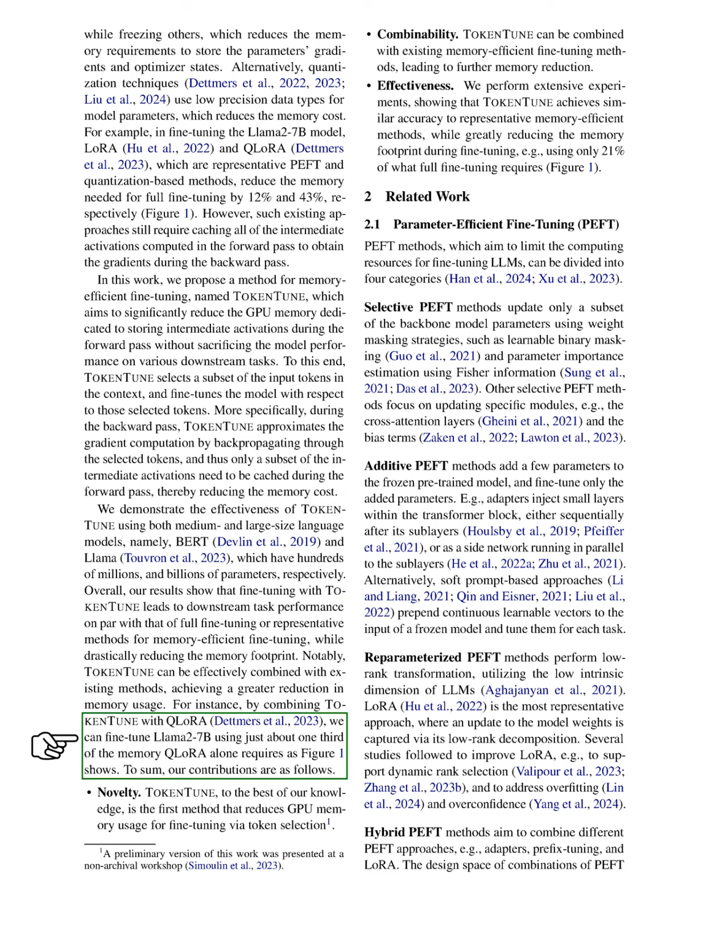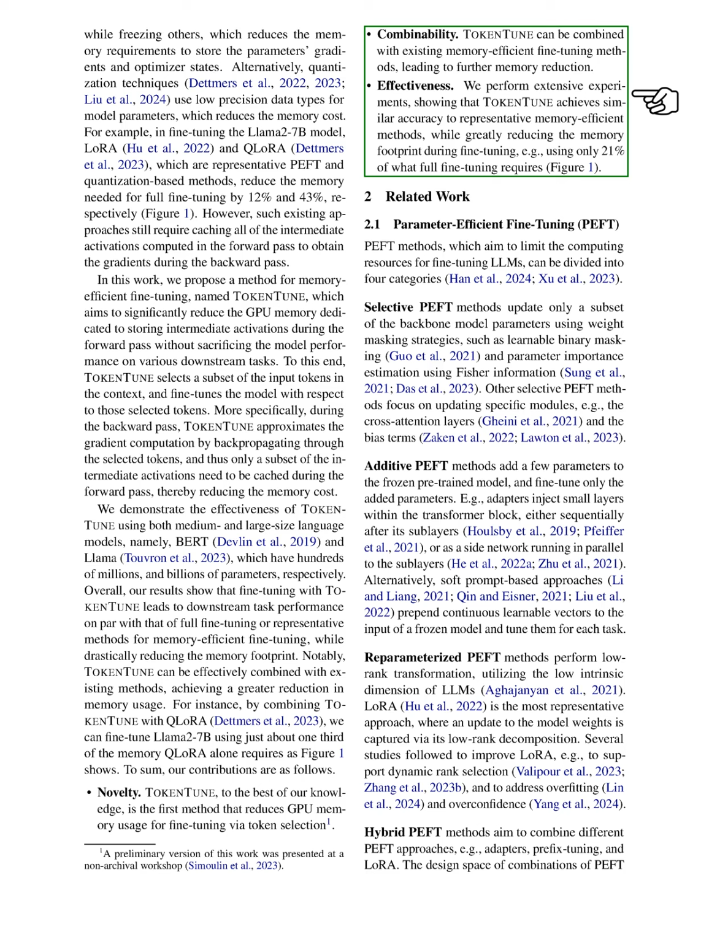For example, when we combine TokenTune with QLoRA, we can fine-tune Llama 2-7B using only about one-third of the memory required by QLoRA alone. In summary, our contributions include the following. First, TokenTune is the first method we know of that reduces GPU memory usage for fine-tuning through token selection. Second, it can be combined with existing memory-efficient fine-tuning methods for additional memory reduction. Lastly, our extensive experiments show that TokenTune achieves similar accuracy to other memory-efficient methods while using only 21% of the memory required for full fine-tuning.